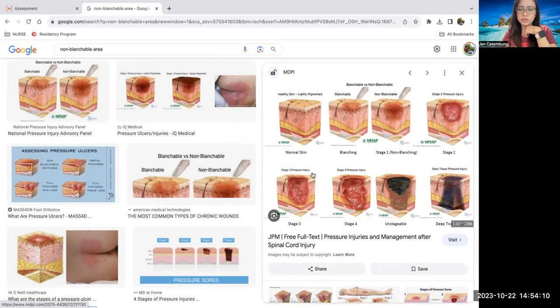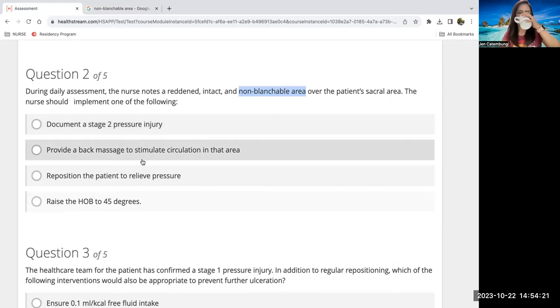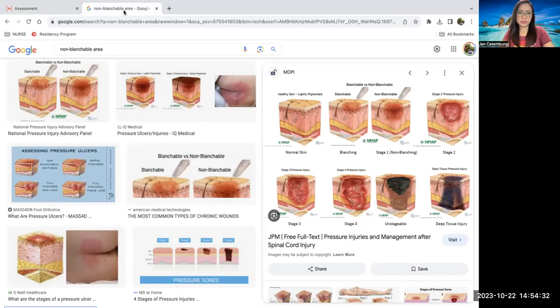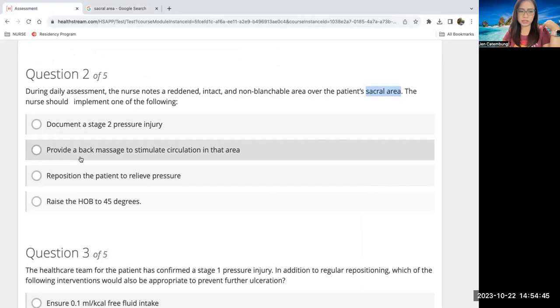Okay, stage 1 is non-blanching, so stage 2 is wrong. The sacral area is not the back, it's the lower back, not the upper back. For the sacral area, no, you don't massage. Yes, reposition the patient.